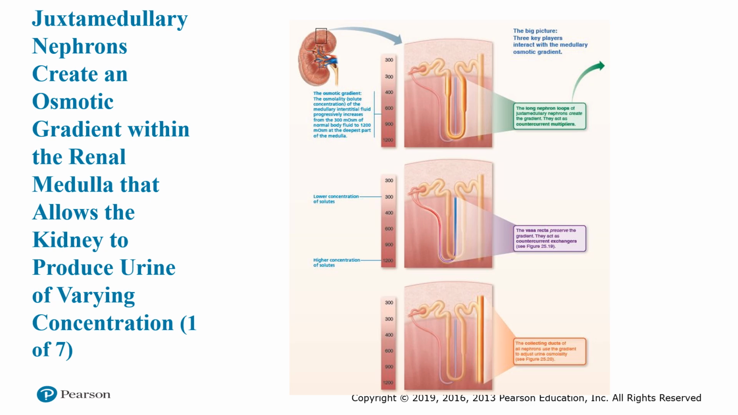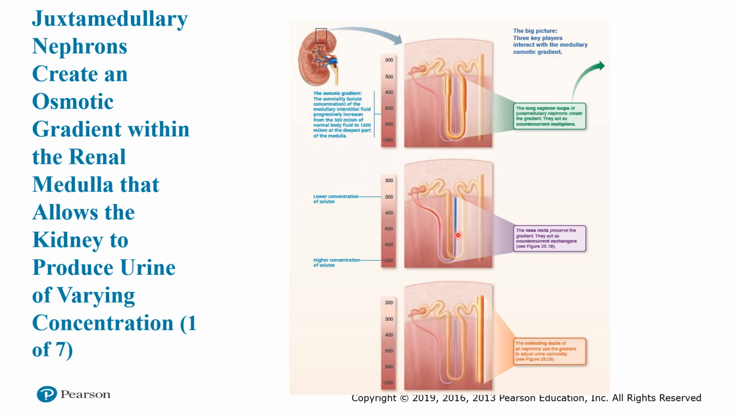Now let's look at this slide. The juxtamedullary nephrons create an osmotic gradient within the renal medulla that allows the kidneys to produce urine of varying concentration. So there are three key players. First of all, the gradient is created by the juxtamedullary nephrons, by the loop of Henle. So what does it do? As we go down, the osmolality of the medullary interstitial fluid is increased.